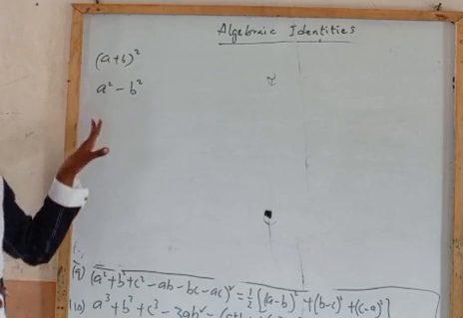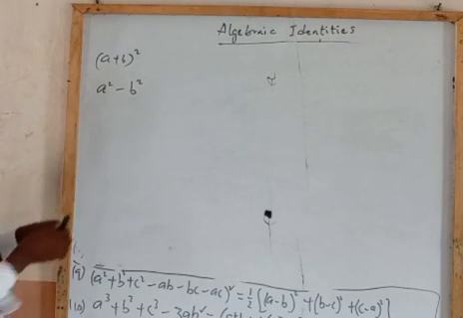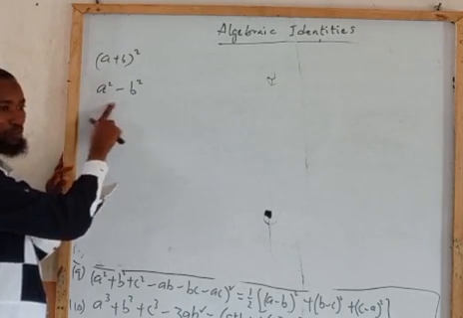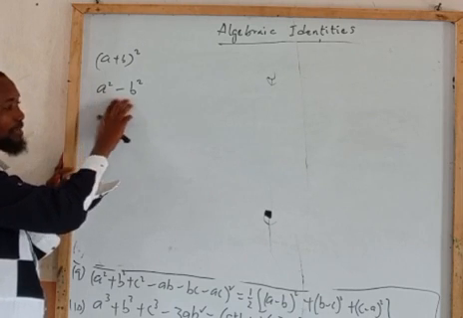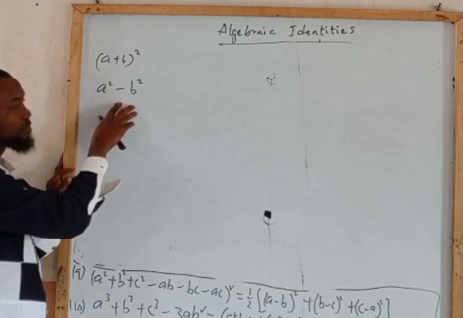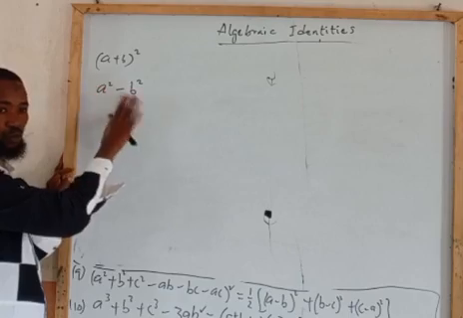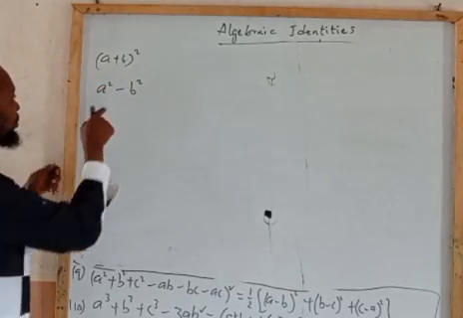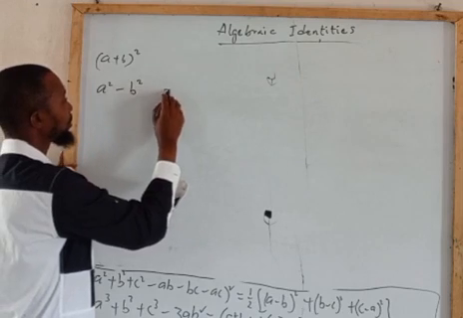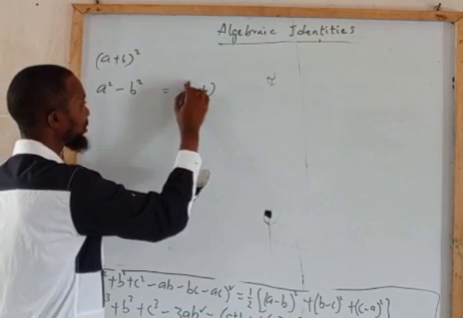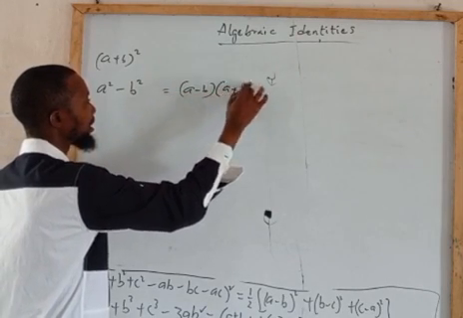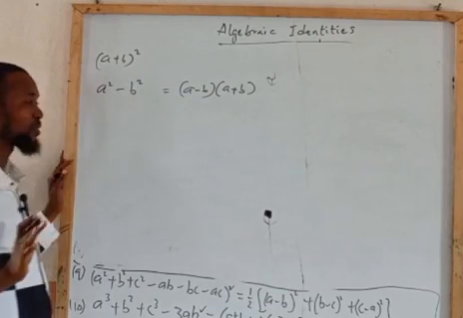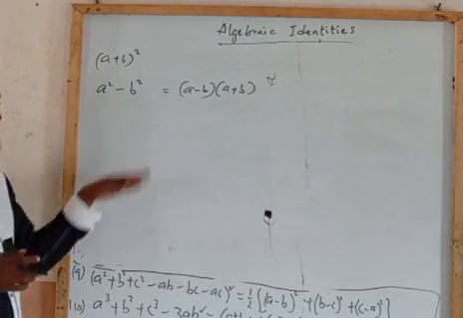From basic JSS3 work, we have come across this one several times. In order to deal with this one, it has a name: it is called the difference of two squares. That same difference of two squares is the identity for this one. To state the identity, we simply say a minus b against a plus b. So this is the identity for this. This one does not require any form of thinking.